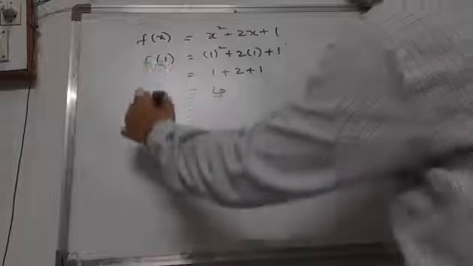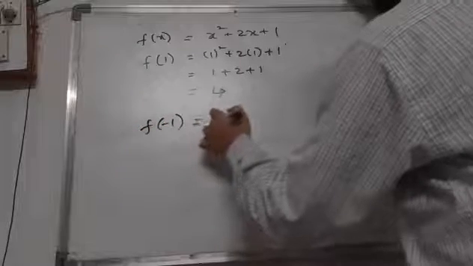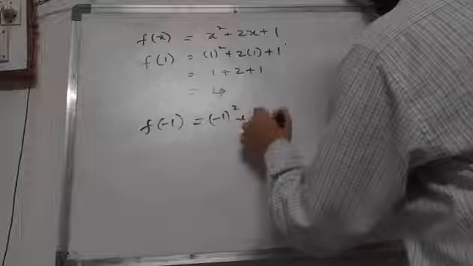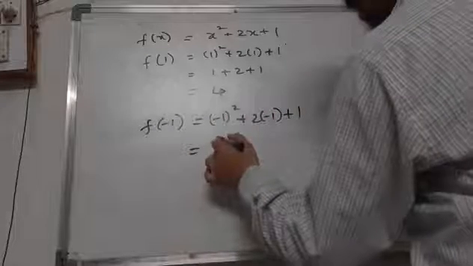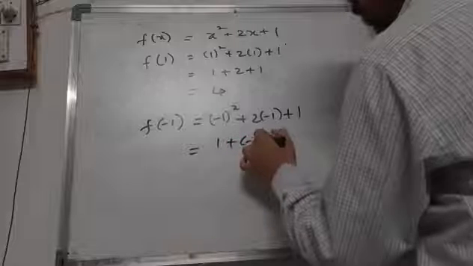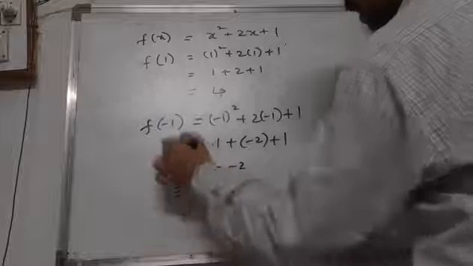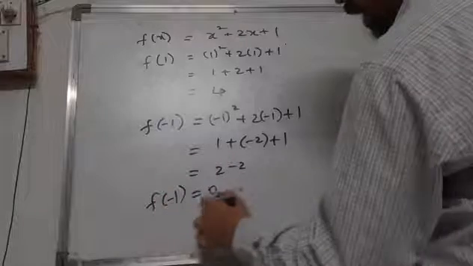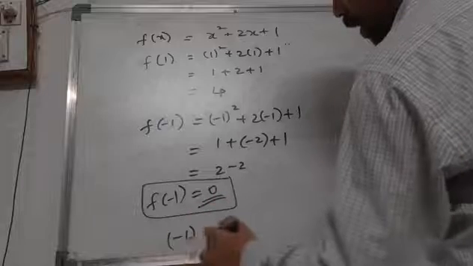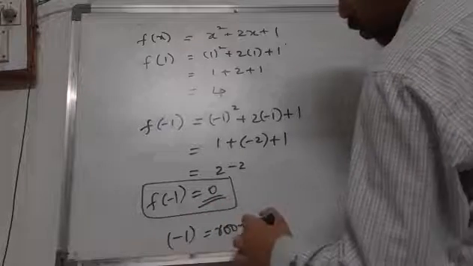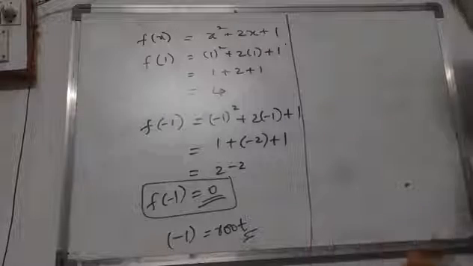We shall take minus 1. So f of minus 1: minus 1 whole square plus 2 into minus 1 plus 1. How much will we get here? Minus 1 whole square is plus 1, and minus 2 plus 1. So 2 minus 2, that is 0. So f of minus 1 is 0. What does this mean? Minus 1 is a root of this given equation, so there is no need to solve it using the bisection method.